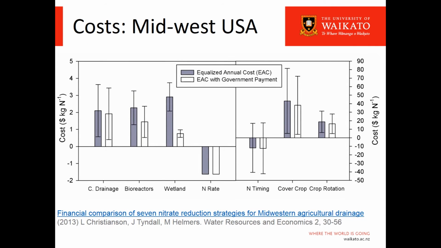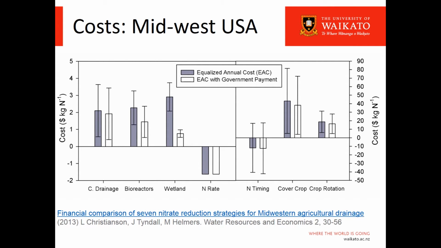Costs. This is Laura Christensen, who led this up. She's an excellent new professor at Illinois. She did a PhD on this, an ag engineer. If you ever need anybody to come and talk to you about how to put these in agricultural systems, she's the one, really. She did this kind of cost comparison here. So here's controlled drainage, bioreactors, wetlands, nitrogen fertiliser rate, and then these are things that you do on land, and the scales are different in terms of costs.